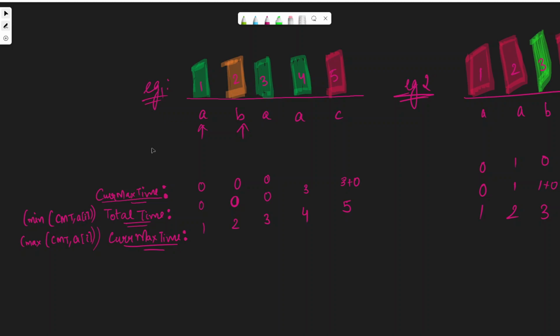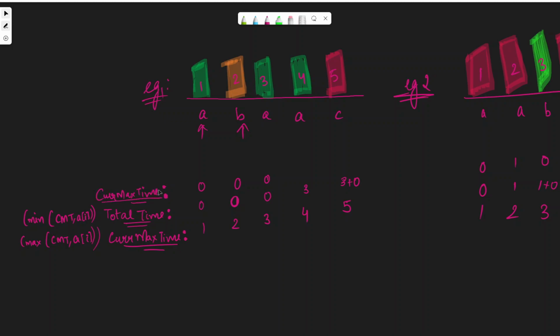So that's why we will be requiring the current maximum time, and we will be resetting this current maximum time at the point when both of them are distinct ones. So that's the thing which we will be doing. I'll let you know while coding. Let us first do a dry run.